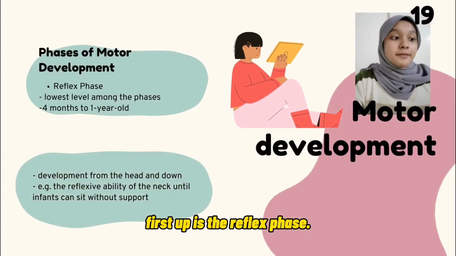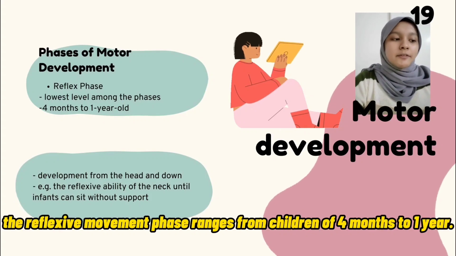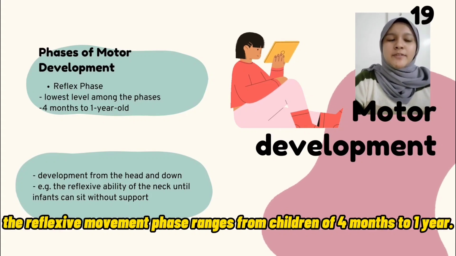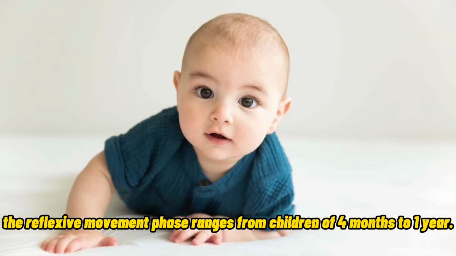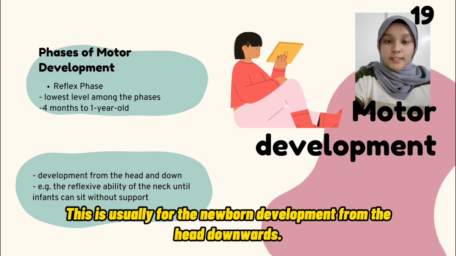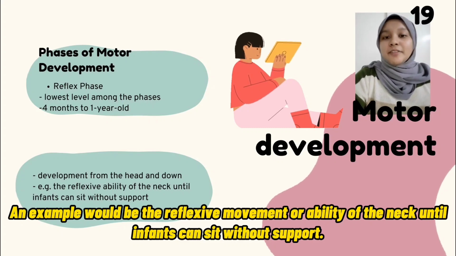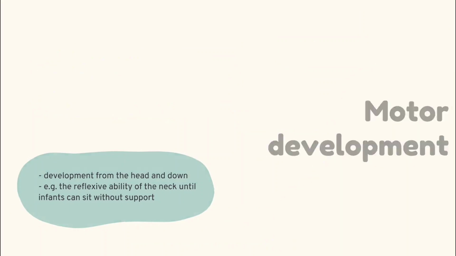First up is the reflex phase. This is the lowest level among the phases. The reflexive movement phase ranges from children of 4 months to 1 year, basically infants. This is usually for the newborn development from the head downwards. An example would be the reflexive movement ability of the neck until infants can sit without support.